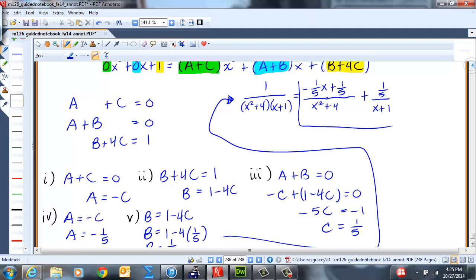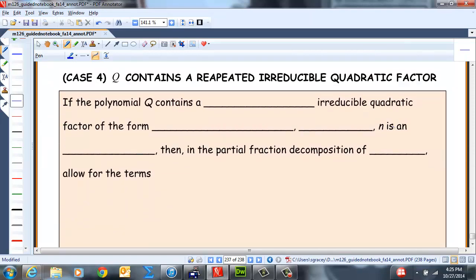So the last case is where you have repeated linear factors. So let's check it on out. A repeated irreducible quadratic factor of the form ax squared plus bx plus c raised to the n, where n is greater than or equal to 2 and n is an integer.